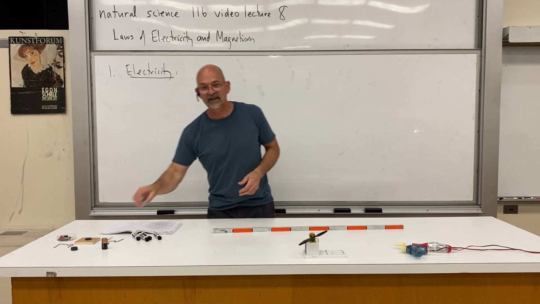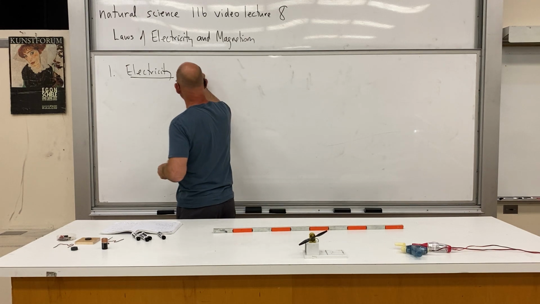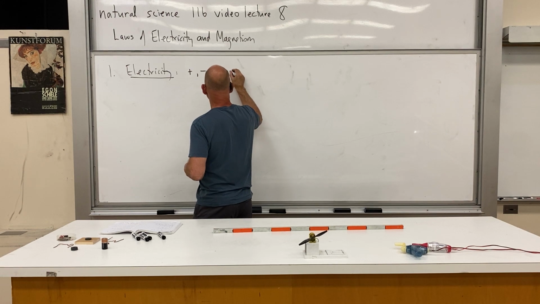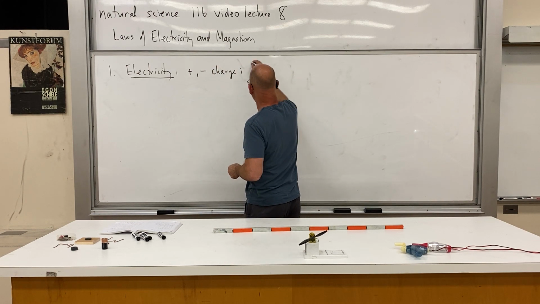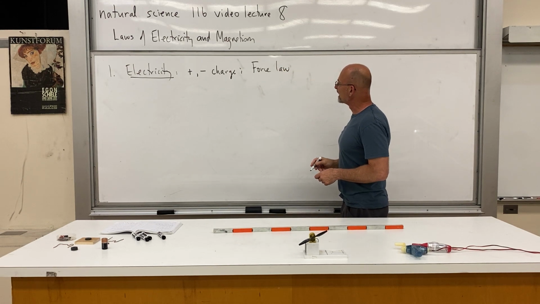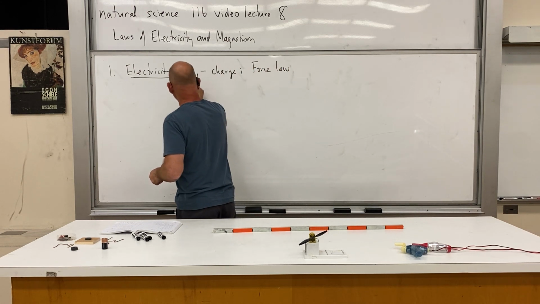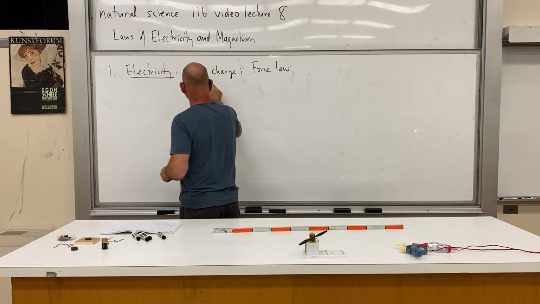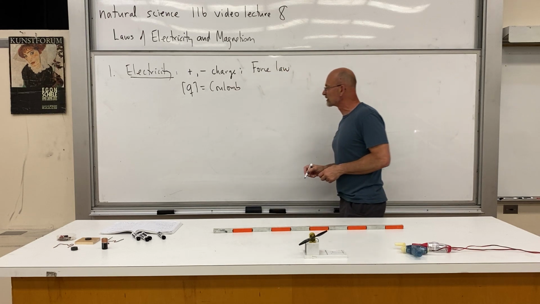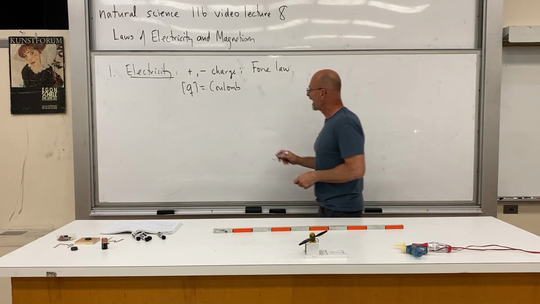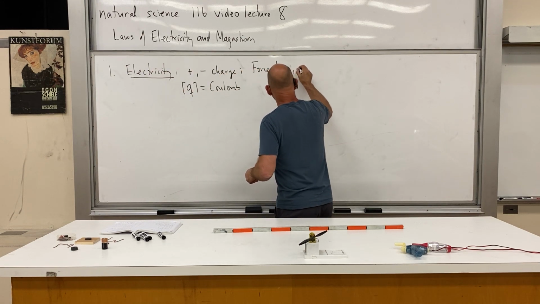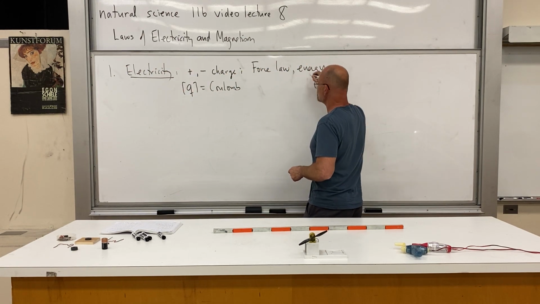There is a positive and a negative charge. There's a force between those charges. So we'll write positive and negative charge, force law. What else do we get out of that? Well, the charge Q is a coulomb. So that's a new quantity in physics for us. And we had some actual practical applications. So I'm going to say force law and therefore energy or work.